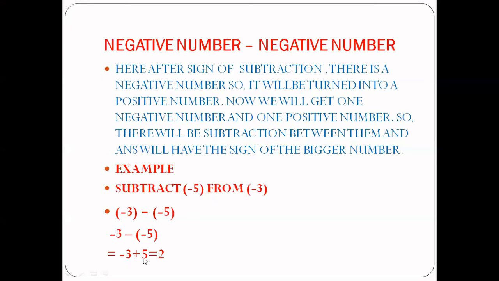So there will be subtraction between them. So 5 minus 3, answer is 2. As we know that 5 is bigger than 3 and 5 is positive, then the answer is also positive. So 2 is the positive answer.